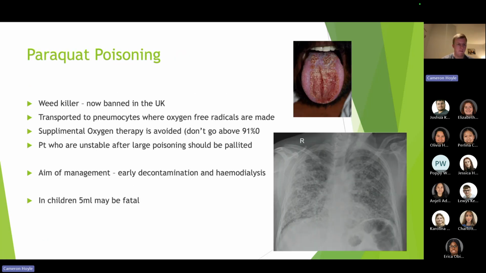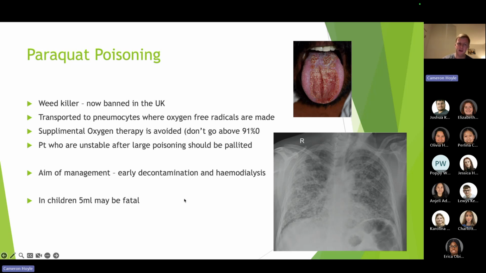Paraquat poisoning, again, very, very uncommon in the UK now. It was a weed killer, but it's now banned because of how toxic it was. The way that it works is it gets transported to the pneumocytes in the lungs, and forms free radicals and just destroys the lungs, basically.